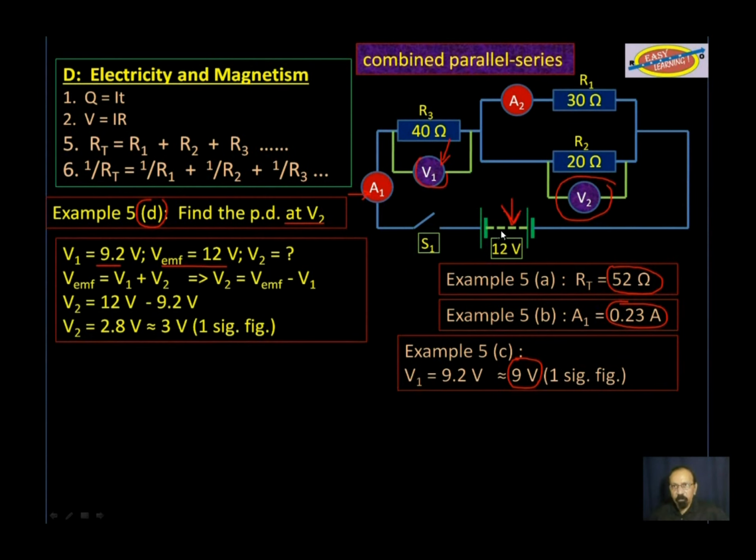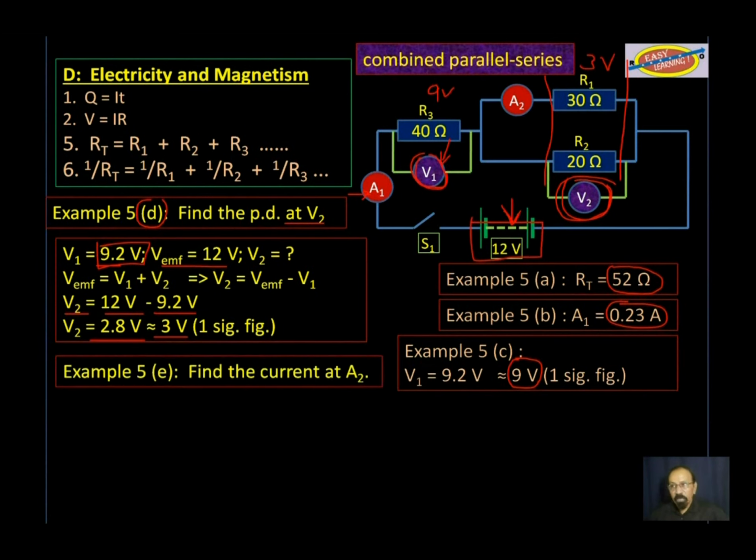This 12 volts has to be split between V1 and V2. And since we already know that V1 is 9.2 volts, all we have to do is subtract it from 12. So V2 would be 12 volts minus 9.2 volts, and we get 2.8 volts, or we can round that off to 3 volts. Potential difference across this resistor is 9 volts, and across those two together is 3 volts. That would add up to 12 volts.